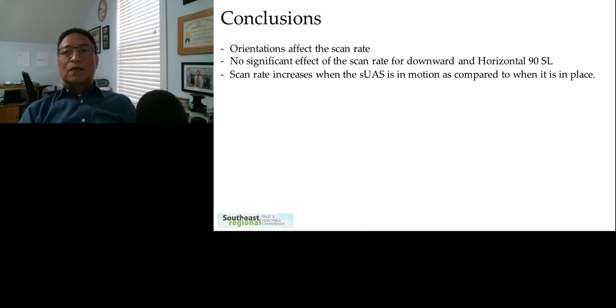Our findings confirm that the two orientations that affect the scan rate of the tags are the upward and horizontal 90 degrees sideways right, where horizontal 90 degrees sideways right also reveals the highest scan rate. There is no significant effect on all tags at downward and horizontal 90 degrees sideways left orientation. The study shows that more tags were scanned when the SUAS, or drone, was in motion as compared to when the drone was in place.